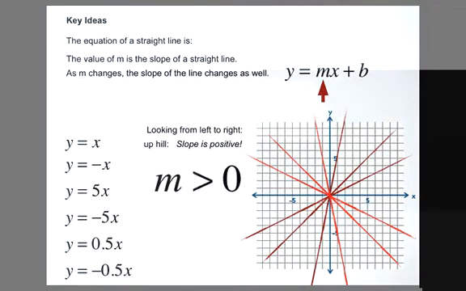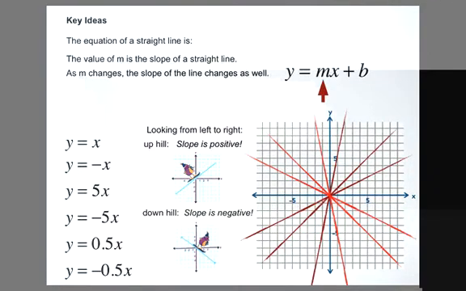Whenever m is greater than 0, the slope is going to be positive. Downhill, the slope is negative. Whenever m is less than 0, the slope is going to be negative.